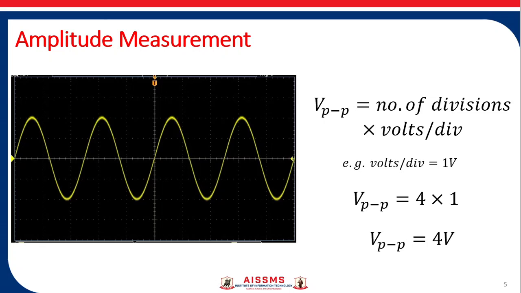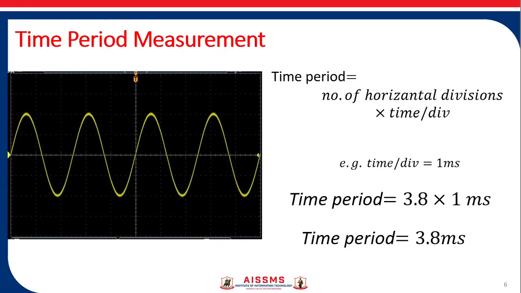The another measurement is time period. CRO displays the voltage signal as a function of time on its screen. The time period of that periodic voltage signal is constant, but here also we can vary the number of divisions that cover one complete cycle of voltage signal in horizontal direction by varying time per division knob on the CRO panel. Therefore, we will get the time period of the signal which is present on the screen of CRO by using the formula time period is equal to number of horizontal divisions into time per division.